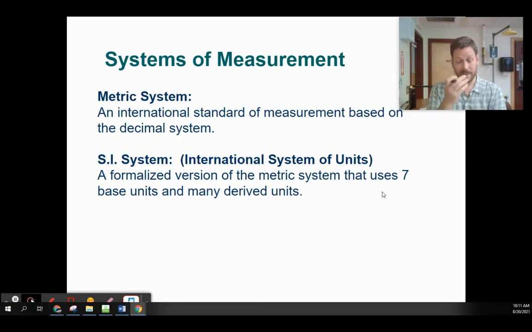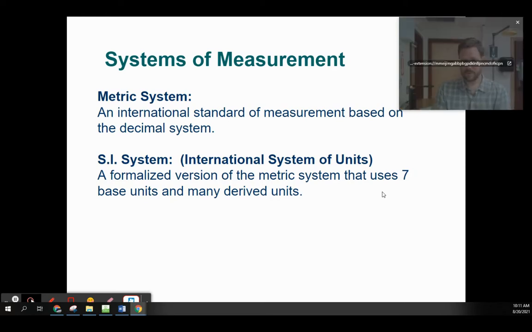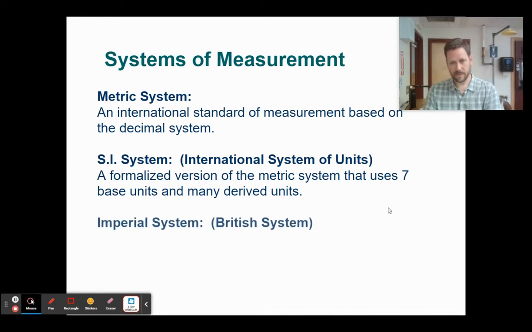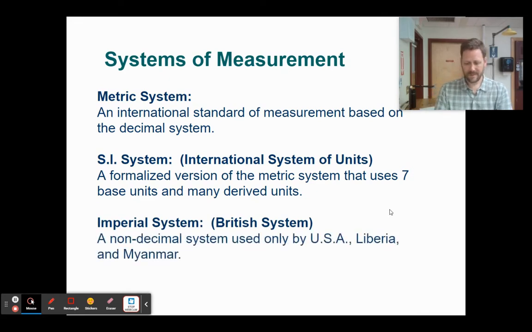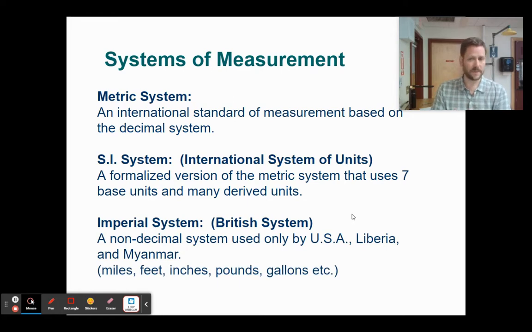It uses 7 base units, which we're going to write down in a moment, and we're going to want to learn. And then from those base units, derived units are made. The system you're familiar with probably, though, is the British system or the imperial system, which uses feet, pounds, inches. And of course, that's not based on the decimal system. In other words, there's 12 inches in a foot and there's 3 feet in a yard. So that's not going to be used by the scientific community. As a matter of fact, it's only used by a small number of countries.